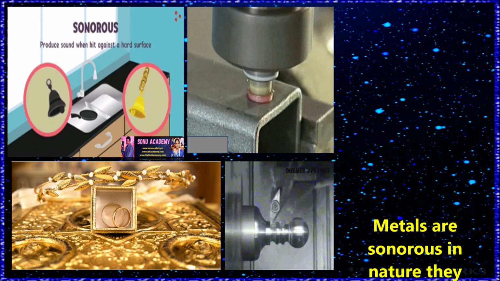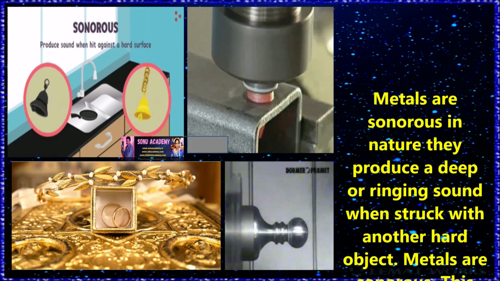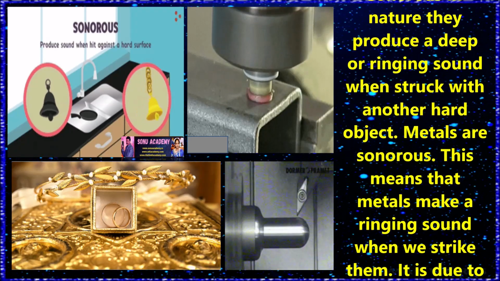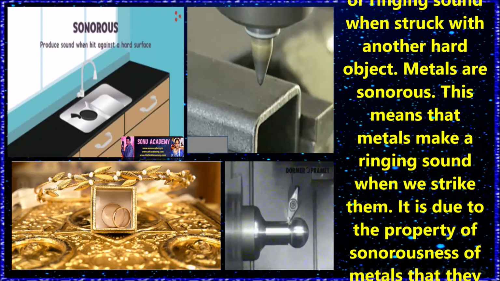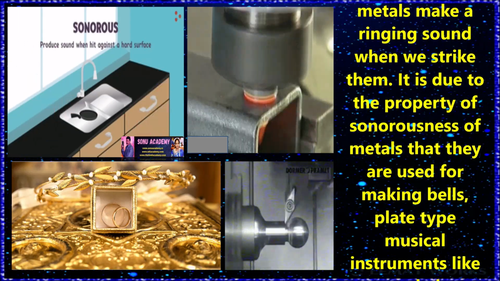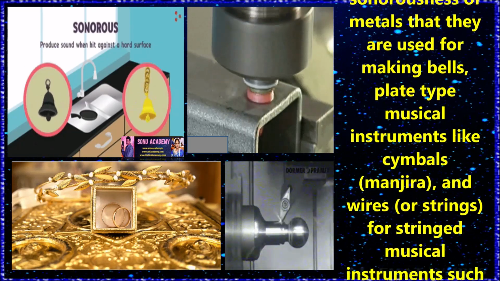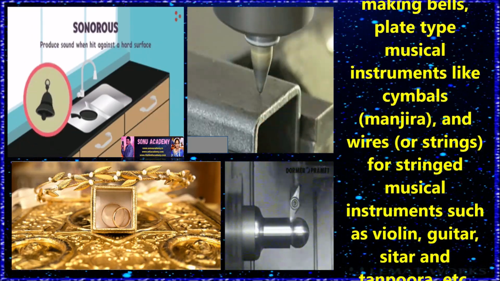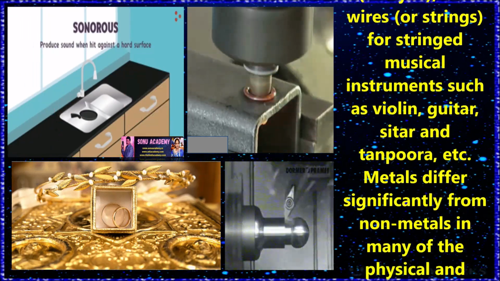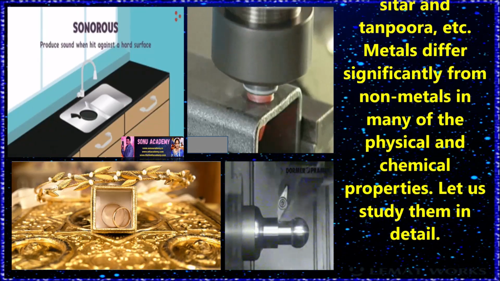Children, let us discuss what is sonorous. Metals are sonorous in nature. They produce a deep or ringing sound when struck with another hard object. This means the metals make a ring sound when we strike them. It is due to the property of sonorousness of metals that they are used for making bells, plate type music instruments like cymbals, and wires for stringed musical instruments such as violin, guitar, sitar, and tanpura, etc.